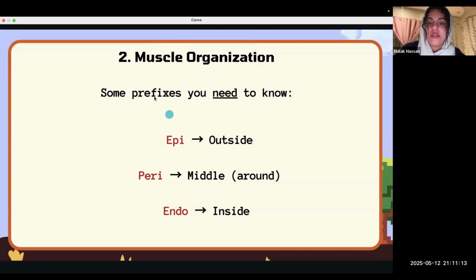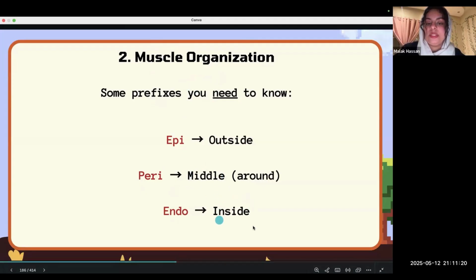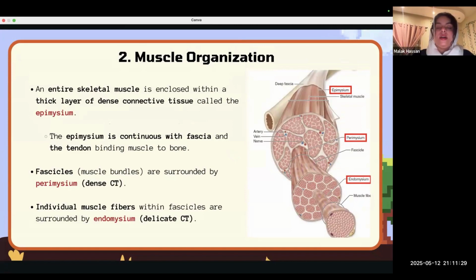Now, what are the prefixes that you need to know for muscle organization? We had peri and endo just a few minutes ago. Peri means middle, endo means inside. What about epi? Epi means on the outside, okay? Now, this is pretty easy. You guys should know this.